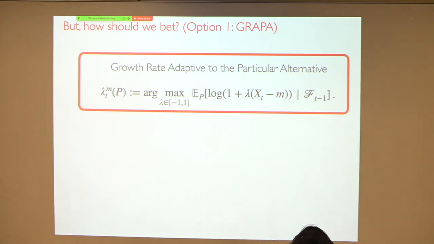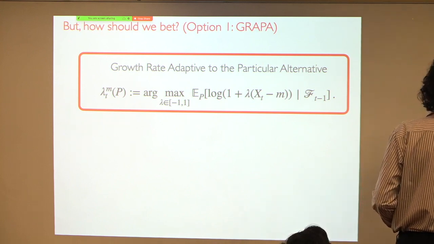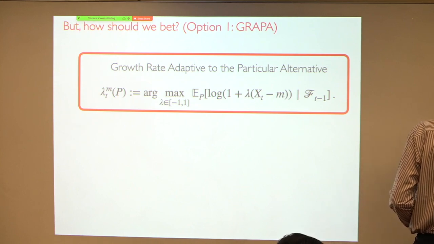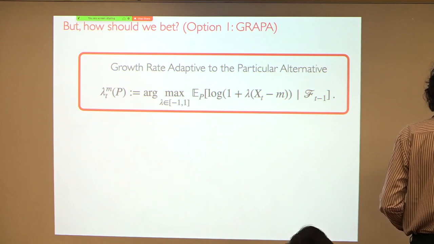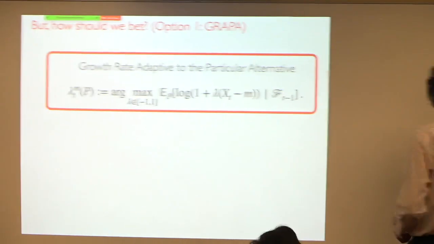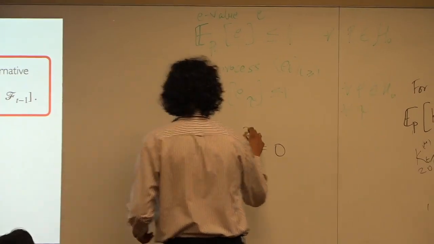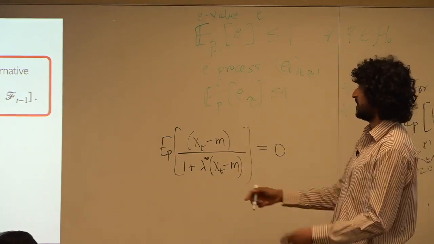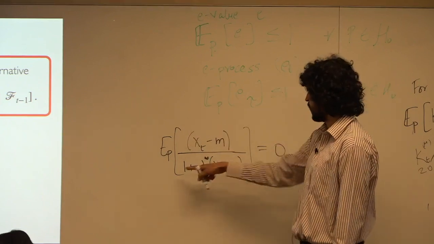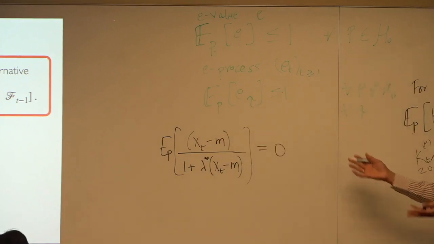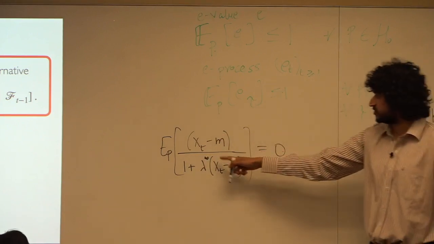If you do that, maybe I'll do it here because it's simple enough. You'll get an equation that looks like the expected value under p of (xt minus m) divided by (1 plus lambda star times (xt minus m)) is equal to 0. Let's say I can pass the differentiation through the expectation. When I differentiate with respect to lambda, the log term gives me 1 plus lambda times (xt minus m) in the denominator, and then of course I have to take the derivative of the inside, so that's xt minus m. So that's what lambda star should satisfy.